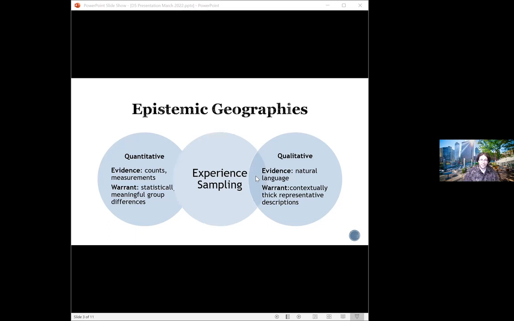Like, for example, the experience sampling tradition. There are some sub disciplines inside experience sampling that are much closer to using counts and measurements as their primary form of evidence, and doing statistical analysis as how they create warrant for their claims. But there are other versions of experience sampling that are much more like, say, phenomenological analysis, right? They use natural language, and there's some that are kind of in the middle. So this is a particular disciplinary geography, locality that doesn't neatly fit into either quantitative or qualitative. And I would say that that's really the norm, that's the rule rather than the exception.